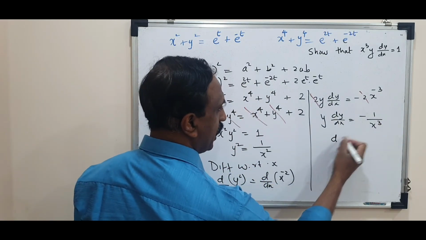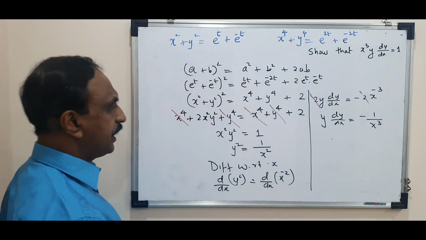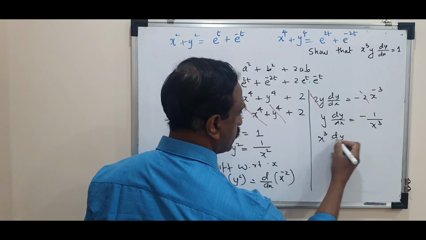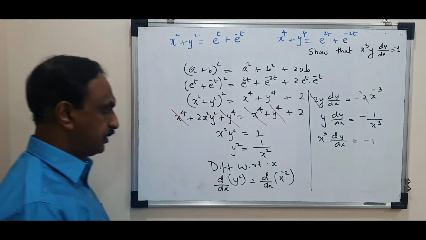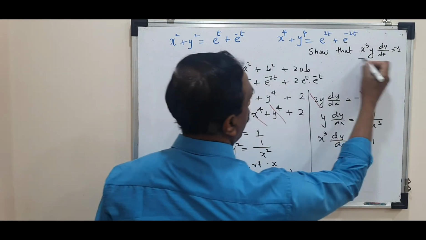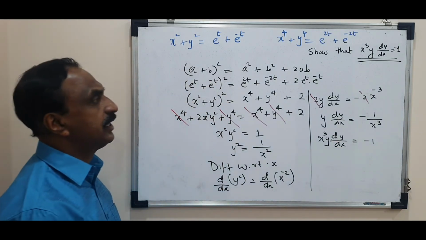So what is dy by dx? Then you cross multiply, we want this answer. So we have a negative sign here. So x cube y dy by dx will give you minus 1. So your answer should have been minus 1. There's no other place we have, so there'll be a minus sign here. So your answer should be x cube y dy by dx is equal to minus 1.